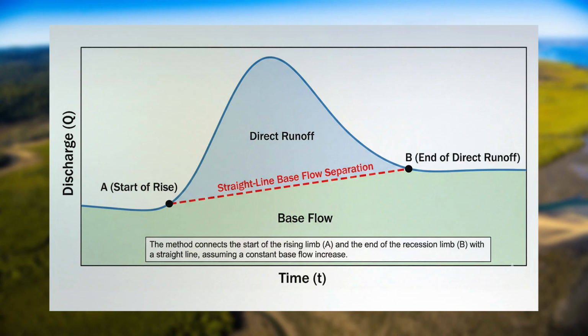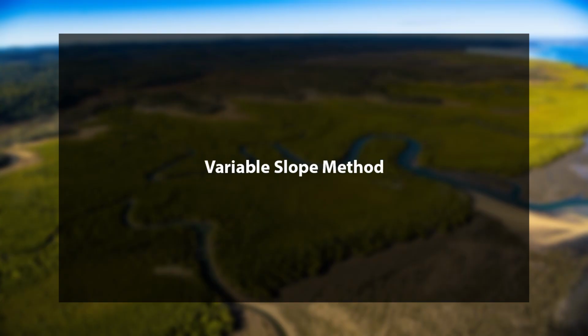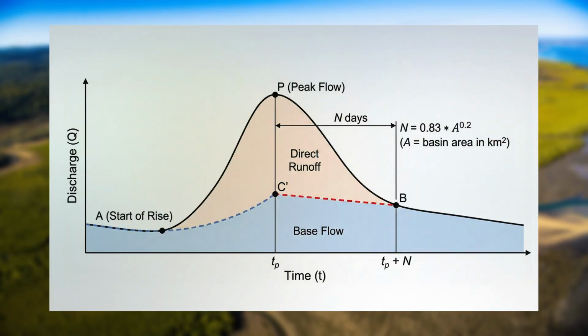The advantage is that it is a simple method suitable for quick analysis, but it often oversimplifies groundwater behavior and may overestimate runoff. Second, variable slope method. Observe the hydrograph and locate a point B on the recession limb. The point generally lies N days after the peak flow. N is calculated using an empirical equation, that is N = 0.83 A^0.2, where A is area of basin in square kilometers.